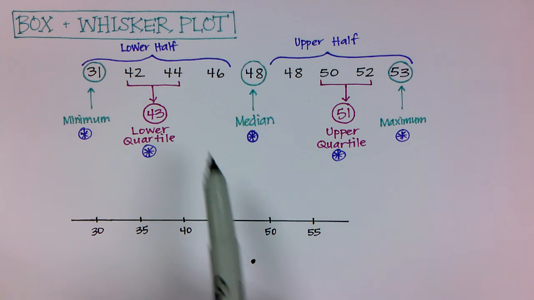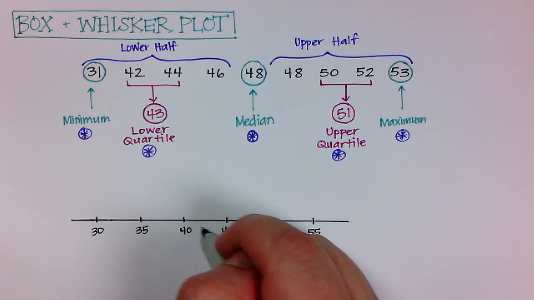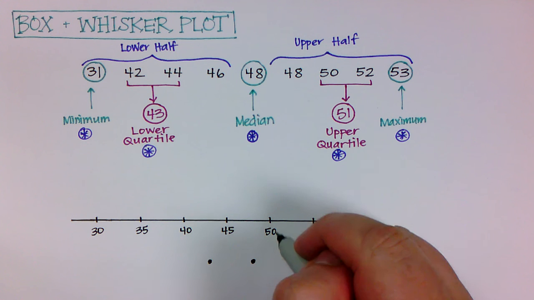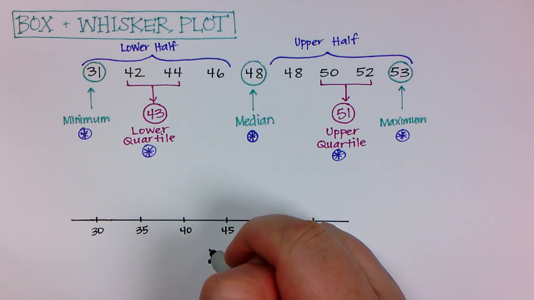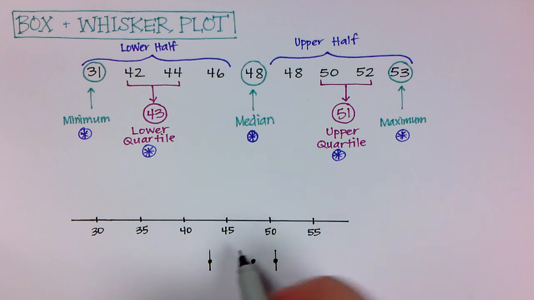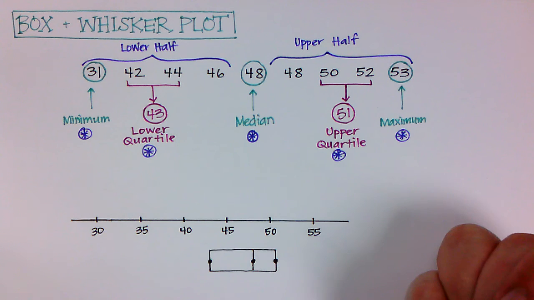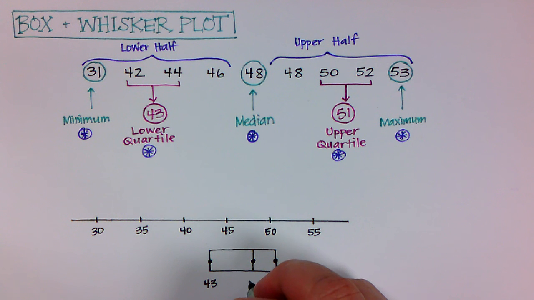Okay. And then let's go ahead and plot the lower quartile and the upper quartile. So the lower quartile is at 43, so that's about right here. And 51, which is about right here. Okay, and with these points, I'm going to make a box. So I'm going to connect the points on the outside to make a box, and then I'm going to draw a line straight through that median. And let's go ahead and label all of those. So this was at 43, the median was at 48, and the upper quartile was at 51.